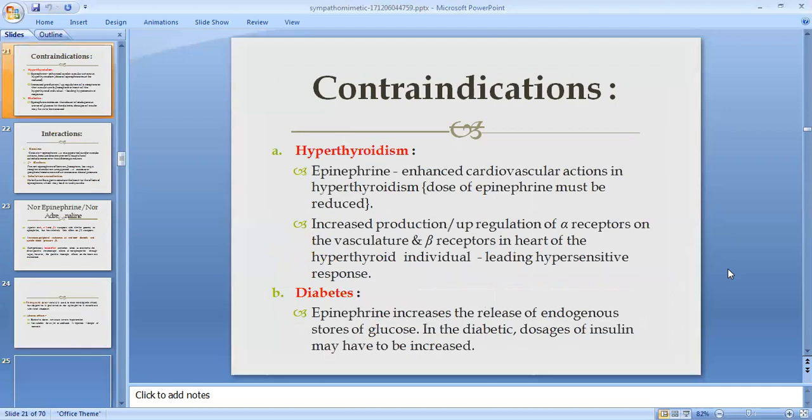Contraindications of adrenaline. Hyperthyroidism: epinephrine enhances cardiovascular action in hyperthyroidism. The dose of epinephrine must be reduced in such a condition. Increased production and upregulation of alpha receptors in the musculature and beta receptors in the hyperthyroid individual lead to hypersensitive responses. Second one is diabetes. Epinephrine increases the release of endogenous stores of glucose. In a diabetic, the dosage of insulin may have to be increased if someone is on insulin.